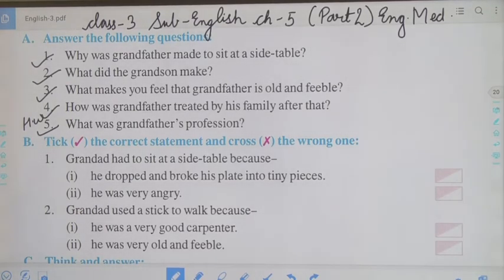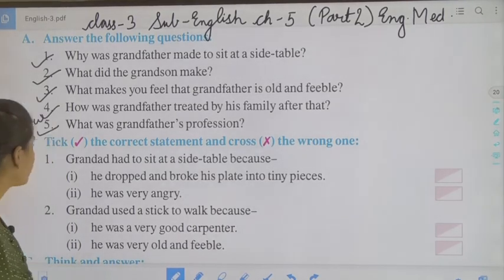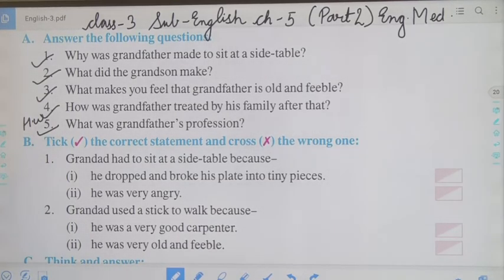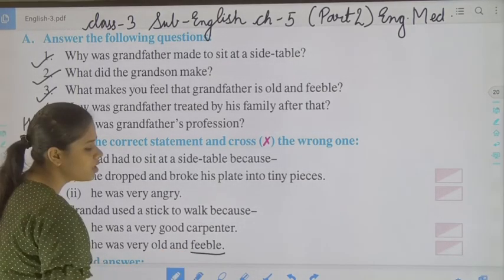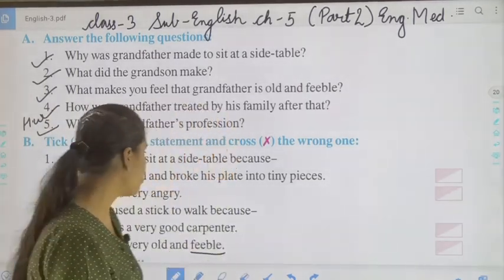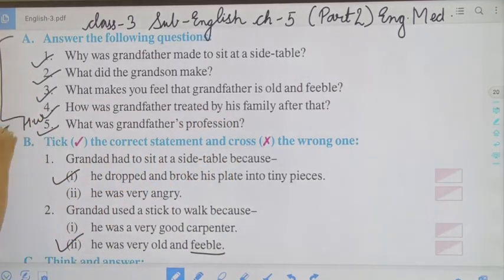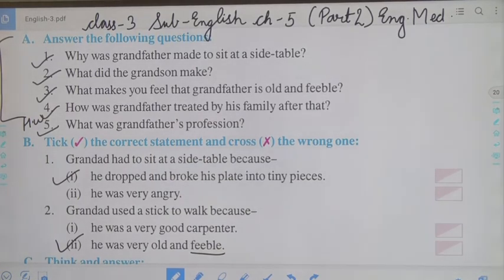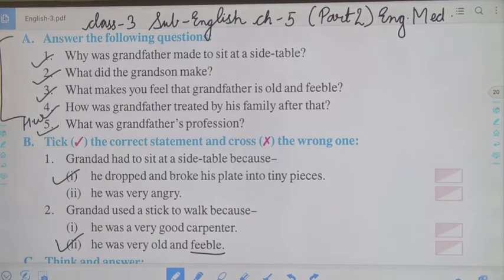Take the correct statement and cross the wrong one. Granddad had to sit at a side table because he dropped and broke his plate into tiny pieces. Next, Granddad used a stick to walk because he was very old and feeble. What is the meaning of feeble? It means very weak. You have to do all these question answers in your English first notebook and take the correct statement and cross the wrong one. You have to do in your book only.